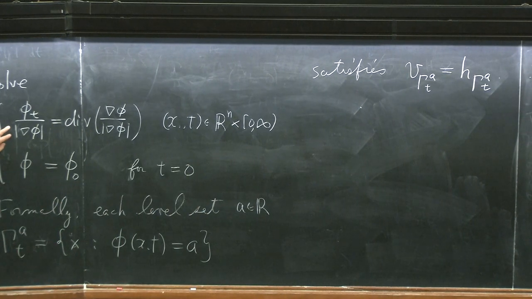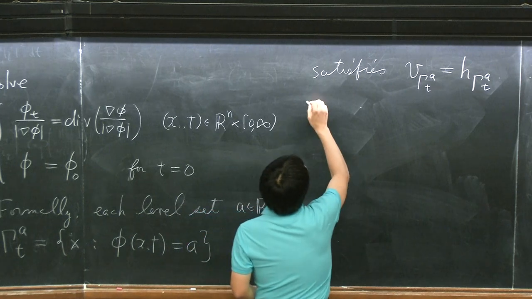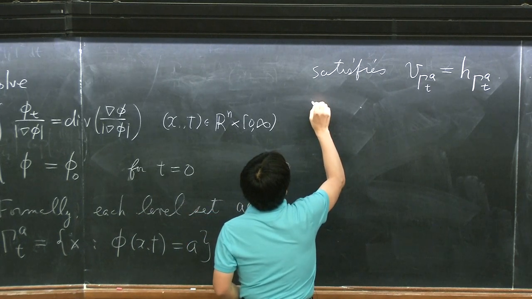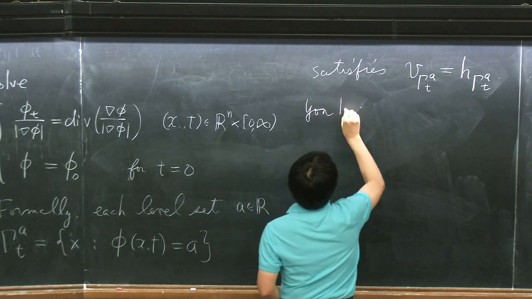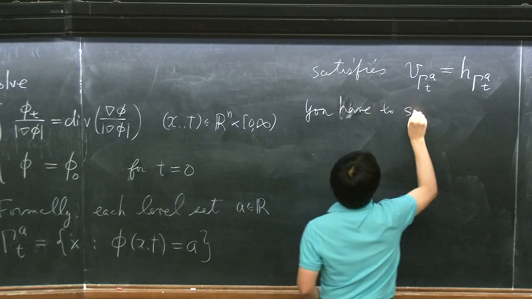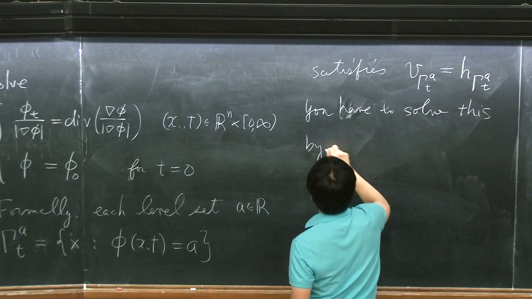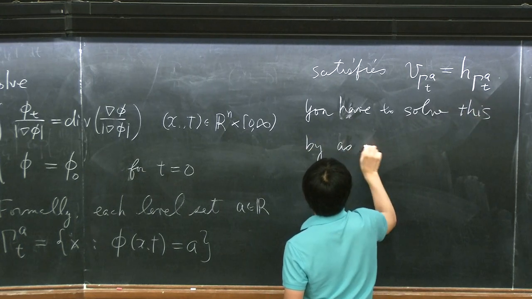But because of this nonlinearity, you may have some problem, because when the gradient is zero, for example, this becomes a sort of degenerate PDE. So you have to solve this problem by the so-called viscosity solution.